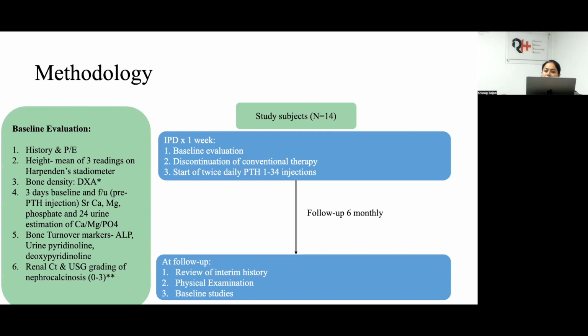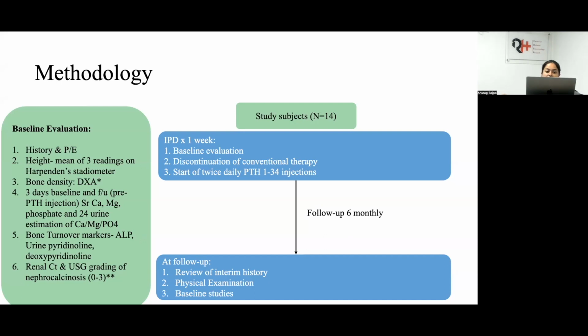At the onset of the study, these children were admitted for a period of 1 week where baseline evaluation was done. The conventional therapy that the children were originally on was discontinued, and they were started on twice daily PTH injection subcutaneously. The study cohort was followed up 6 monthly, and at follow-up, again, there was review of interim history, physical examination, and the baseline study was repeated.